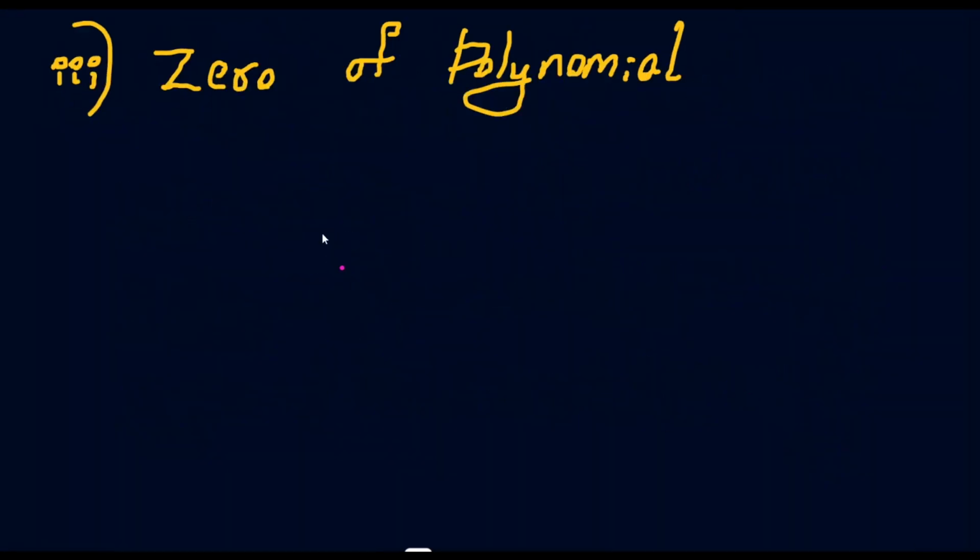Understand? Now, what is the zero of the polynomial? Here, for example, I have considered one linear polynomial, ax plus b, right?